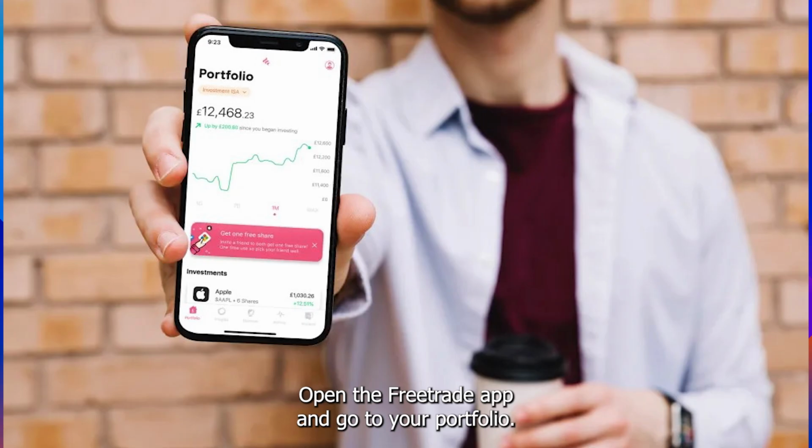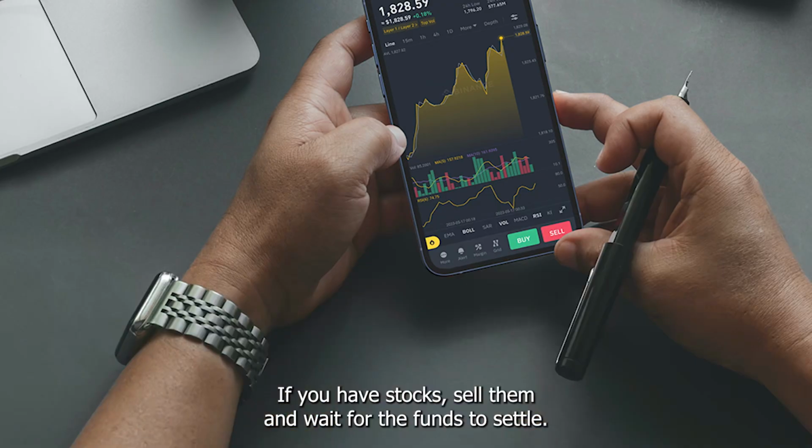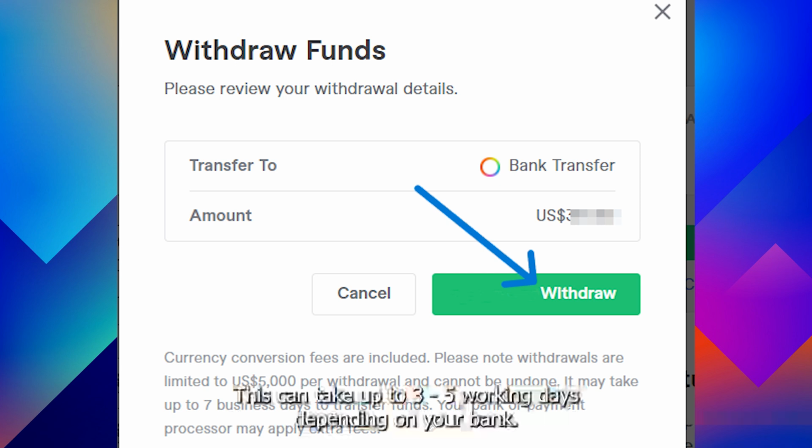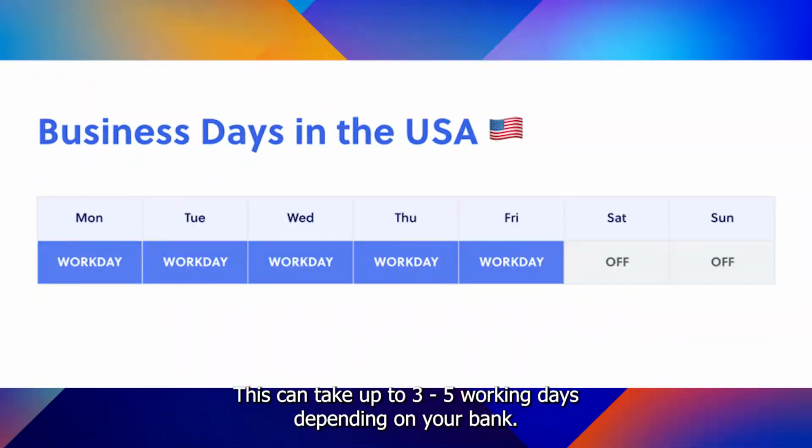Open the Freetrade app and go to your portfolio. If you have stocks, sell them and wait for the funds to settle. Go to the withdraw option and send the money to your linked bank account. This can take up to 3 to 5 working days, depending on your bank.